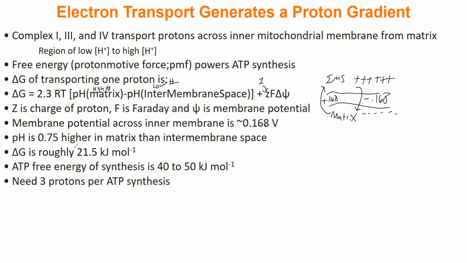When looking at the pH differences, it's roughly 0.75. So delta G for moving one proton is 21.5 kilojoules per mole under these conditions. To make ATP, you need roughly 40 to 50 kilojoules per mole. Therefore, as we'll see, just talking about energy, you need roughly 3 protons for every 1 molecule of ATP. So that's the mathematics of what's happening here.